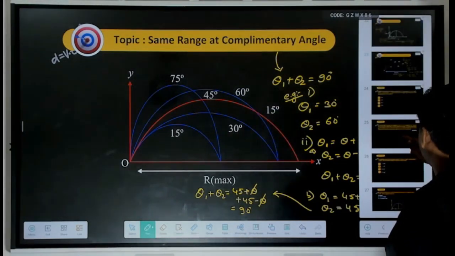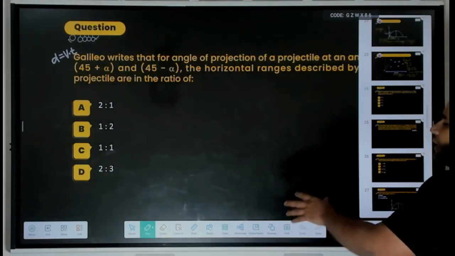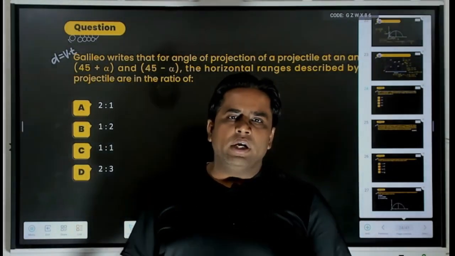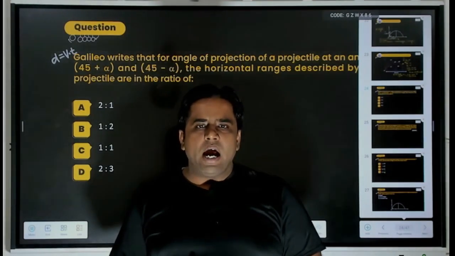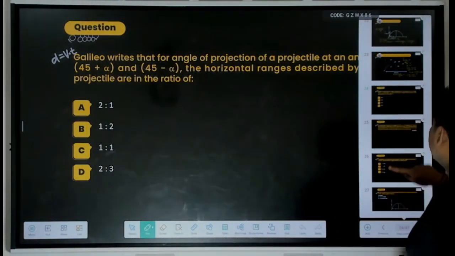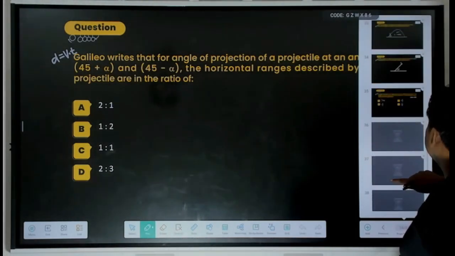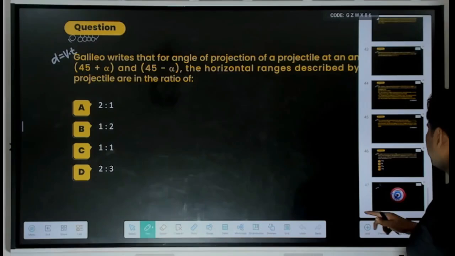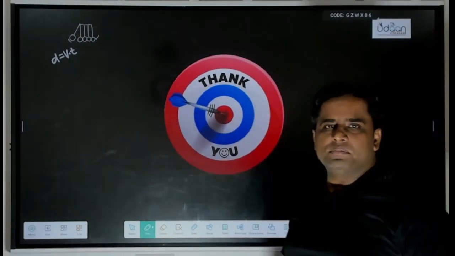So friends, what I have to say is, these were the theory behind the projectile motion. Today I am going to end the class till now, and we are going to come up with the next part of this chapter in the next video. And the next video I am going to record tomorrow.